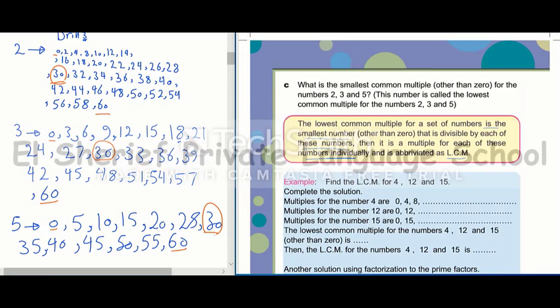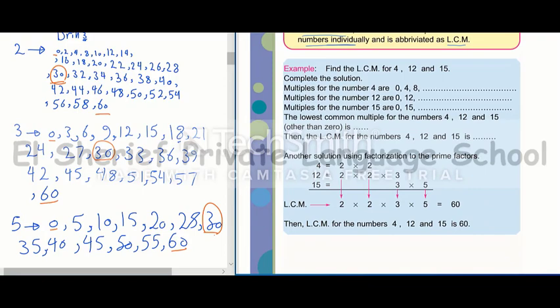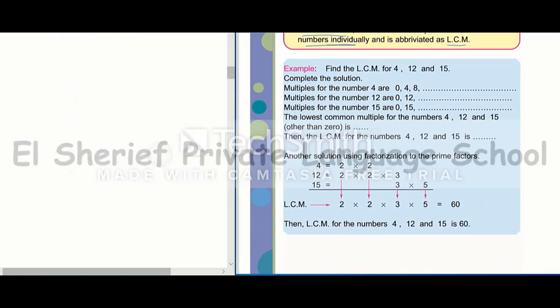Example: find the LCM for 4, 12, and 15.